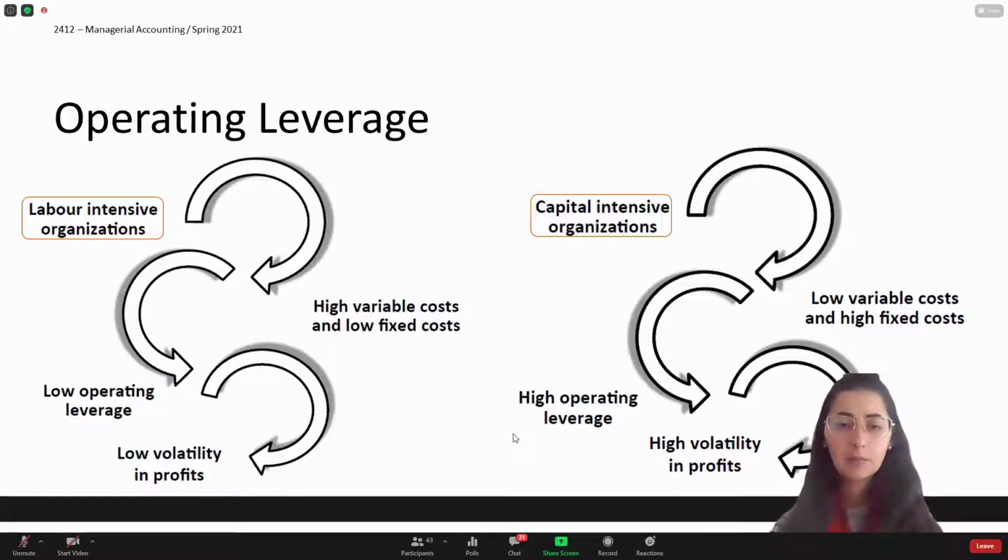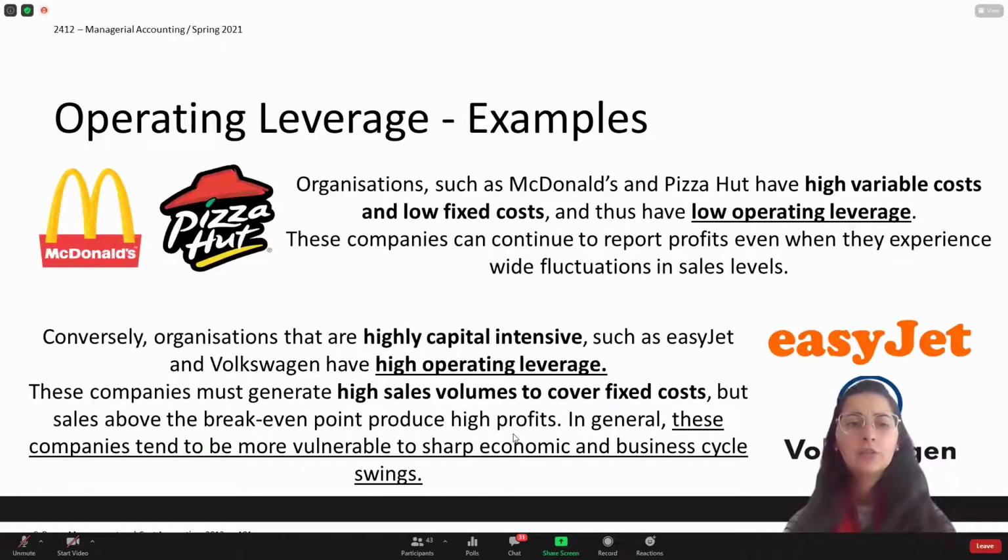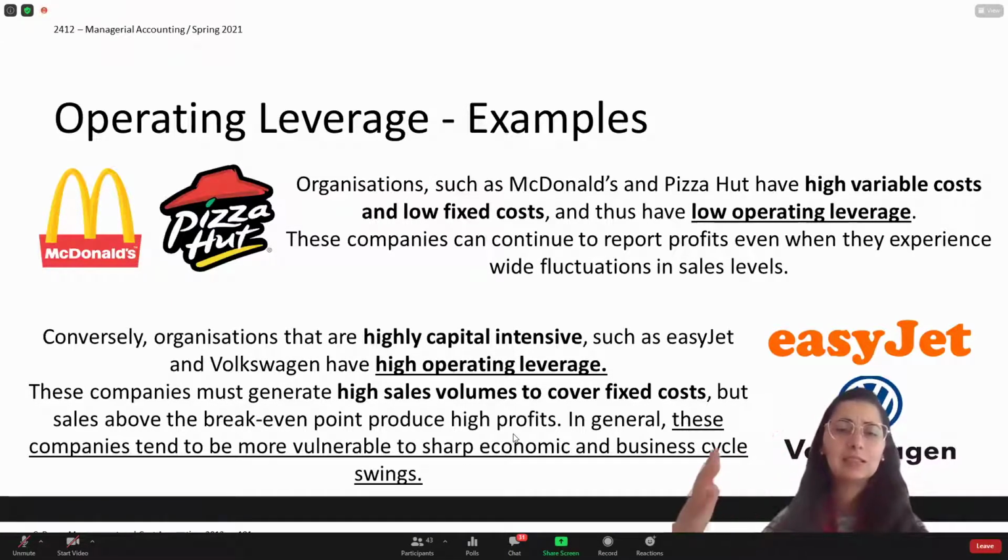Okay, so let's see some examples of organizations. Organizations like McDonald's and Pizza Hut are mostly with high variable costs and low fixed costs. Therefore, they have a low operating leverage. So even in times of crisis, they continue to report profits. If there are fluctuations in the sales level, they still have profits because they can decrease the costs.